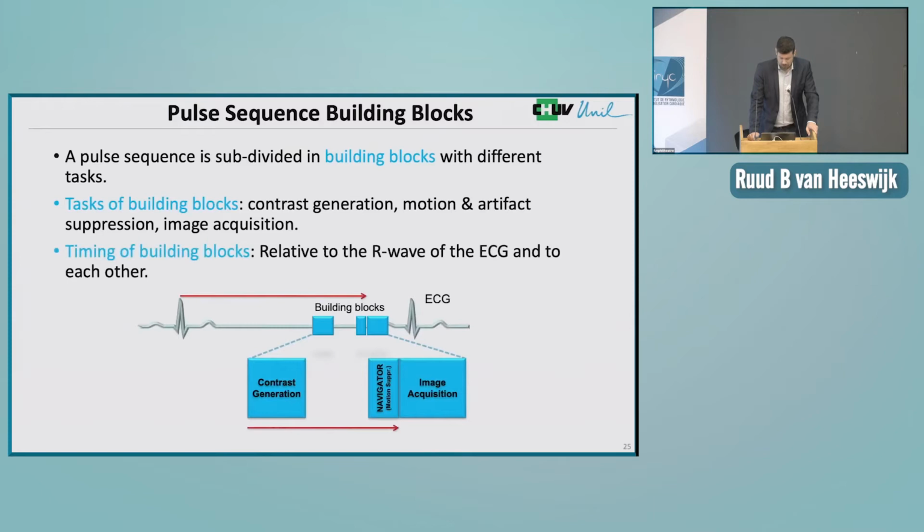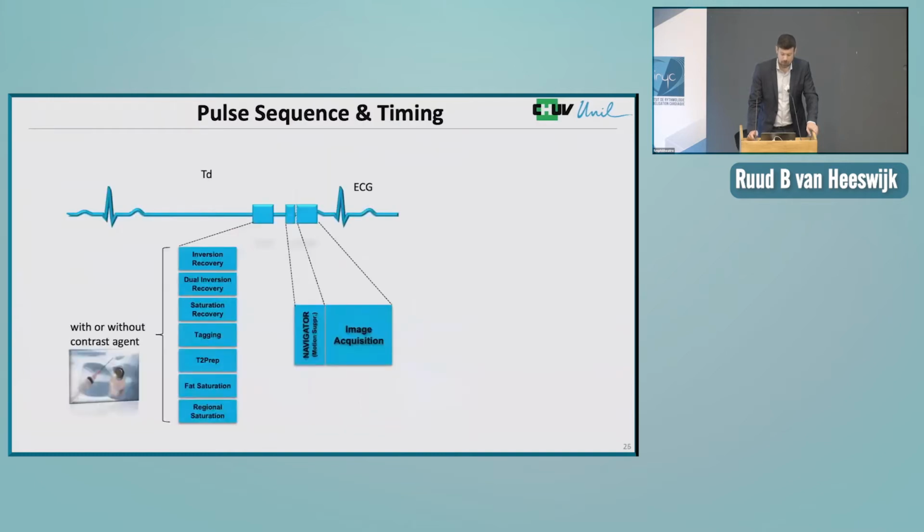So here we have the timing of the ECG. The red arrow is on top, so this stays fixed, and then we adapt our contrast generation next to this. This can be many things. As you can see here, the contrast can be generated with inversion recovery, saturation recovery, T2 preparation, fat saturation, etc. But they all do kind of the same thing. They take the timing of the motion correction into account, and then add on this contrast generation. And of course, this can be done with or without a contrast agent.